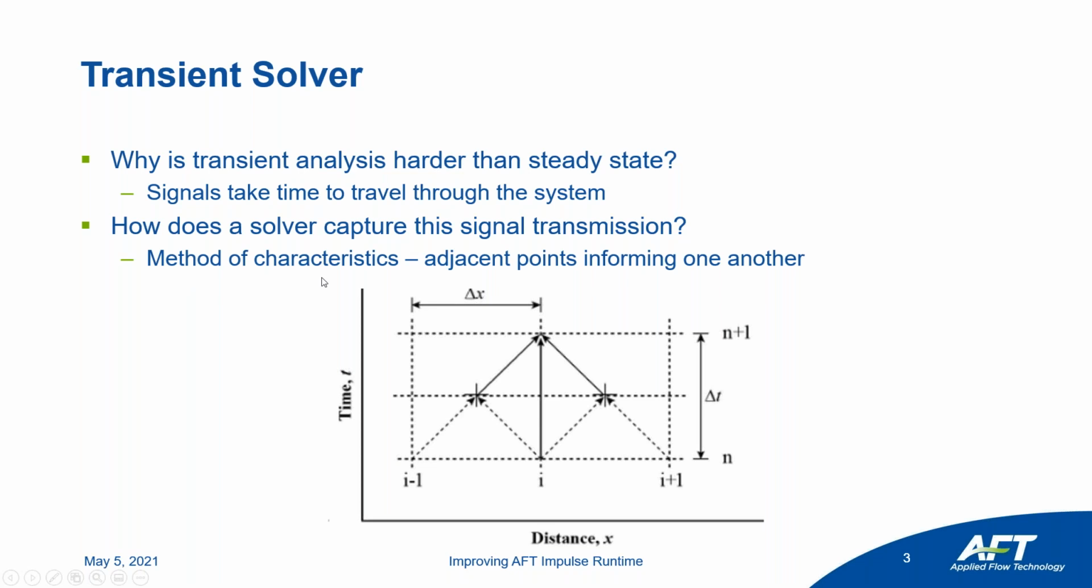So the method of characteristics is a bit more complicated than that, but for our purposes, we care about how we can get this nice fine grid, so that way it's much easier to see how these points are informing one another over time.